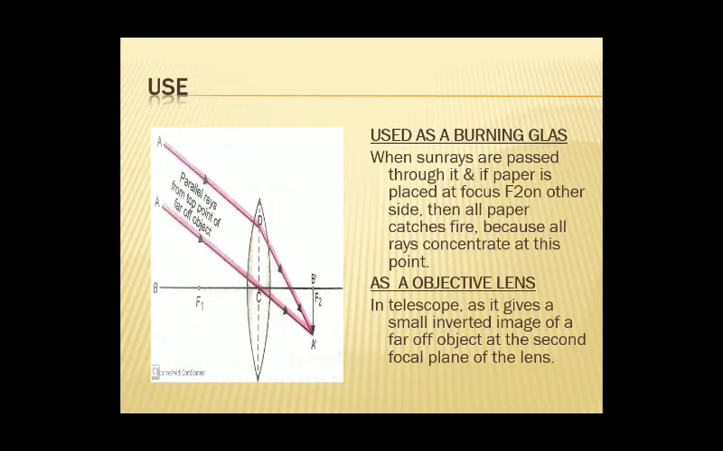Similarly in this case also, the lens toward the object, in a telescope we are able to see the far object, so the lens toward the object is the objective, and the lens which is near to our eye is the eyepiece. So in a telescope this objective lens gives us the small inverted image of a far off object at the second focal plane, and this inverted image gives us the erect image through the eye lens.